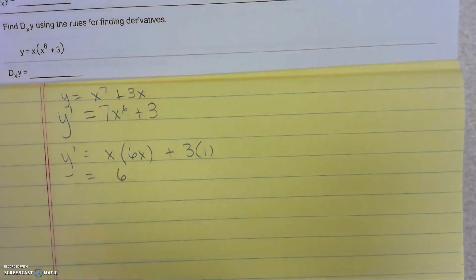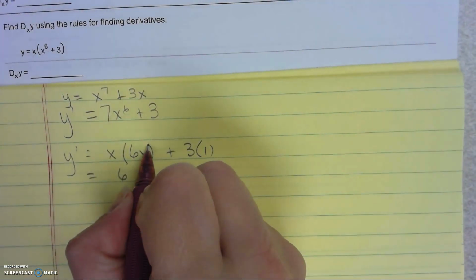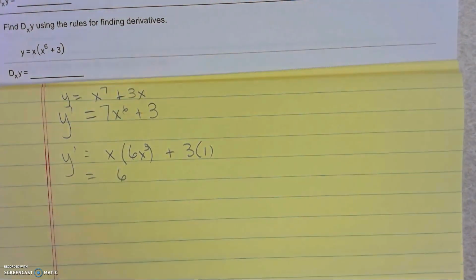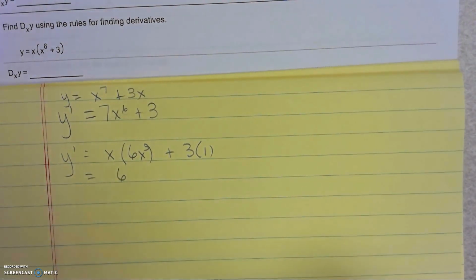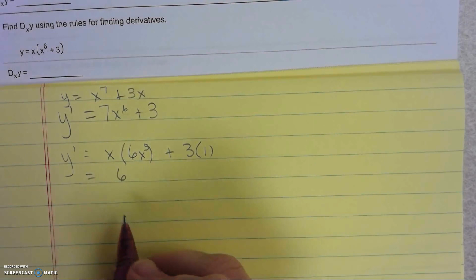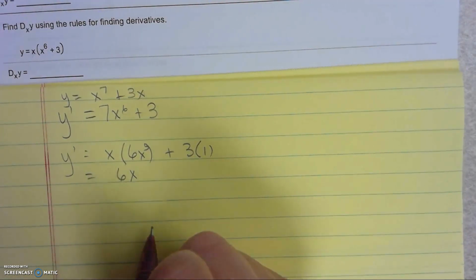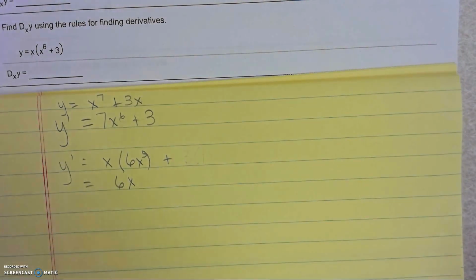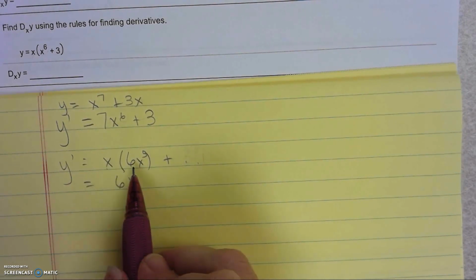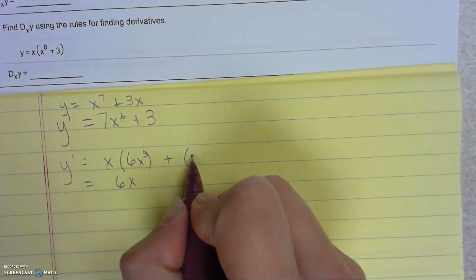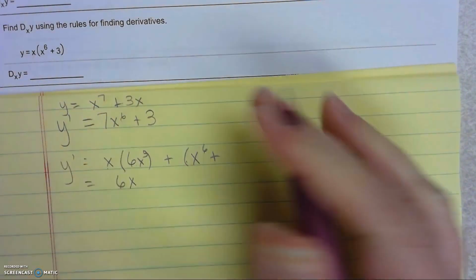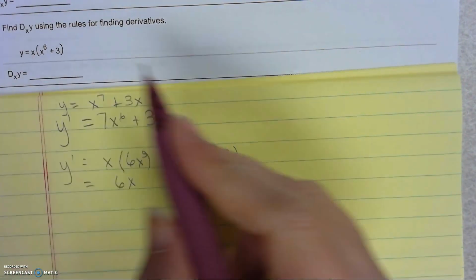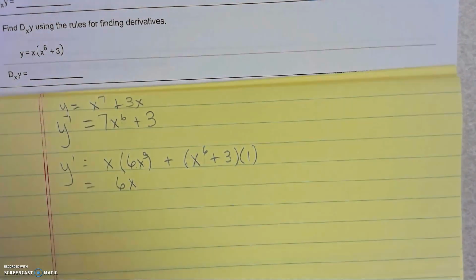we get 6. That's not right. What happened here? Oh, I know what I did. Sorry, I left that off. So that would be 6x to the 5th, which gives us 6x. I did something wrong. Okay, I see what I did wrong here. First times the derivative of the second plus the second times the derivative of the first. I just chopped that second one off for some reason.